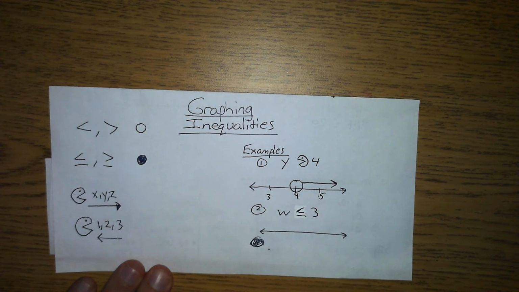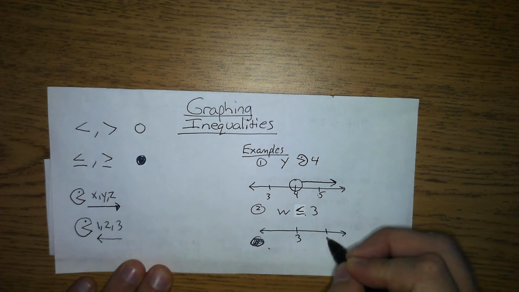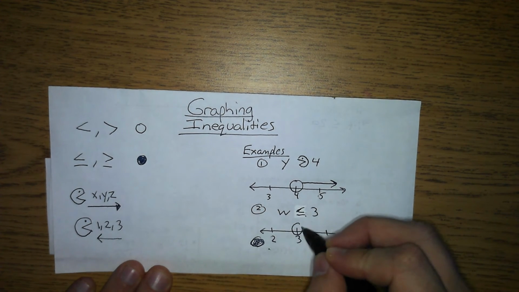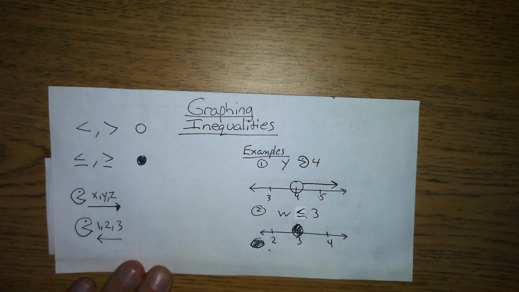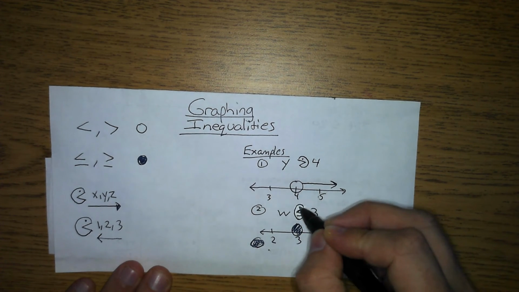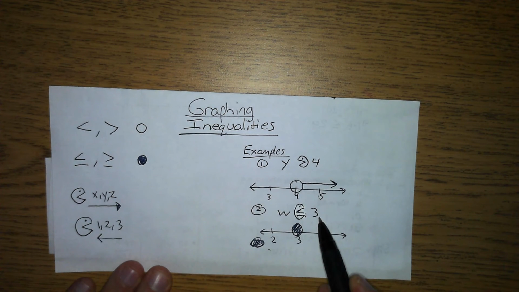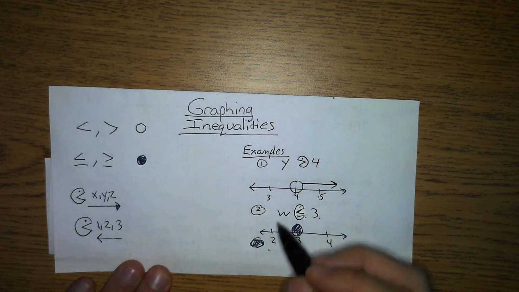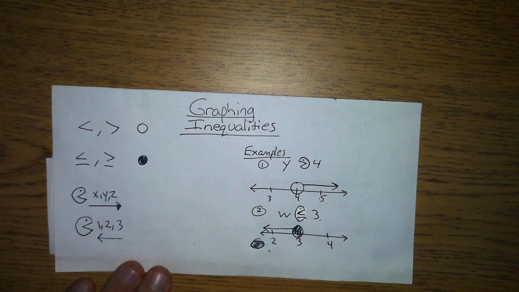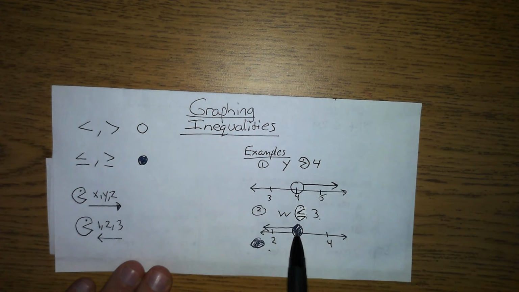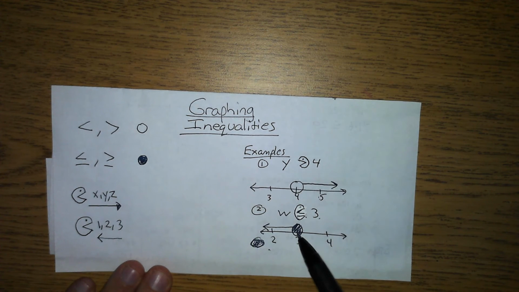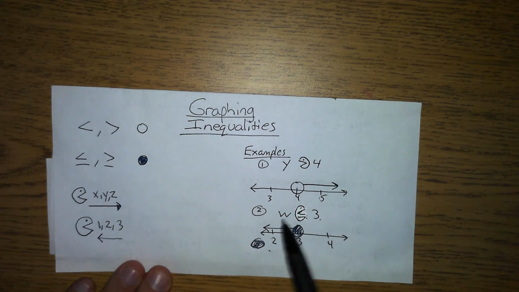For my second example, I'm going to have a closed circle on 3. If you were to make it a Pac-Man, the mouth of Pac-Man is going for the number this time, which means the arrow would go to the left. This is telling me that anything to the left of 3, any number to the left of 3, as well as 3, would make the statement true.